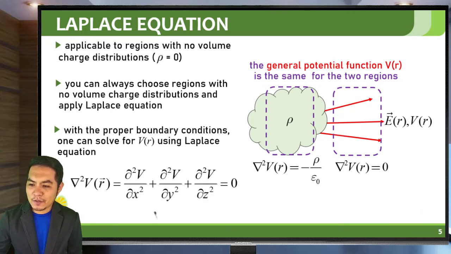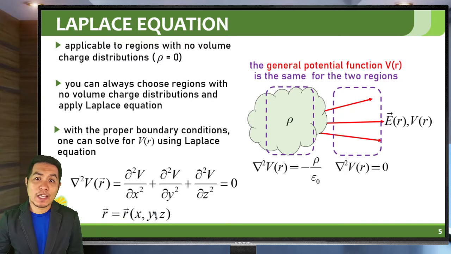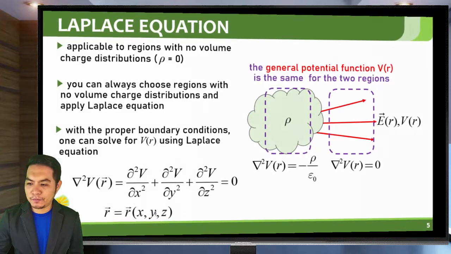In Cartesian coordinates, this is the Laplace equation. The Laplacian of V is just the sum of the second-order partial derivatives of V in 3 dimensions, x, y, and z. Of course, your potential is a function at r, where r is what we call the position vector, or the location of your field point. In this case, it's a function of x, y, z coordinates.